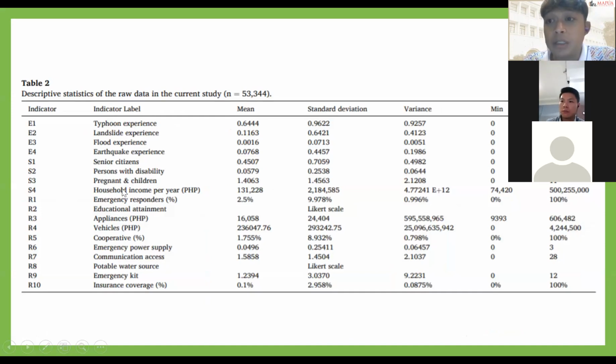Now, if you have this variable, I have the data. This is actually from 53,000 data. I'm not joking. I'm running this model using 53,344 data, actually collected by the Bureau of Statistics. They have very nice data, and I try to make a model based on this 53,000 data.